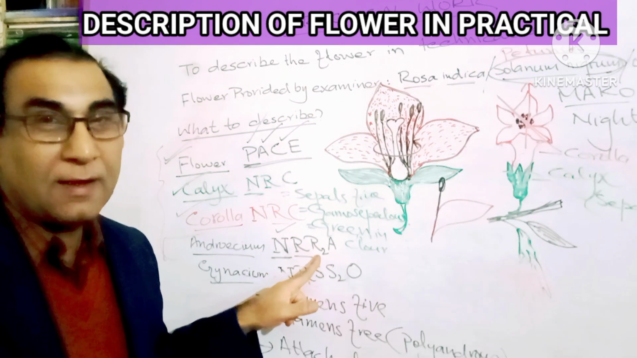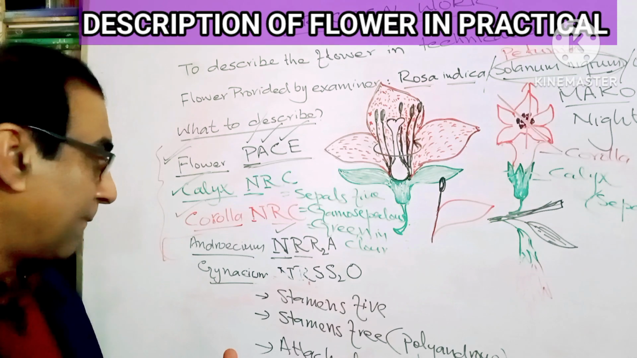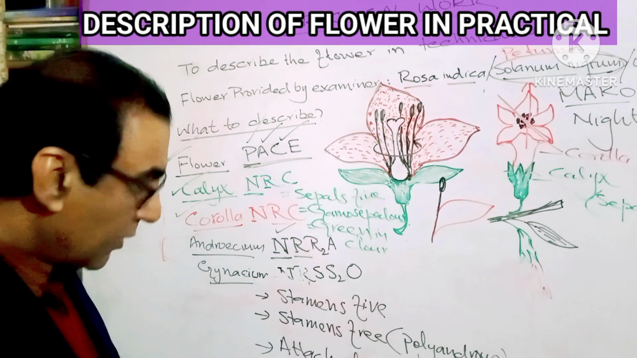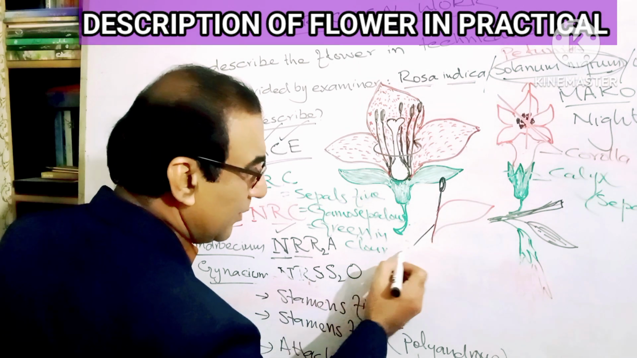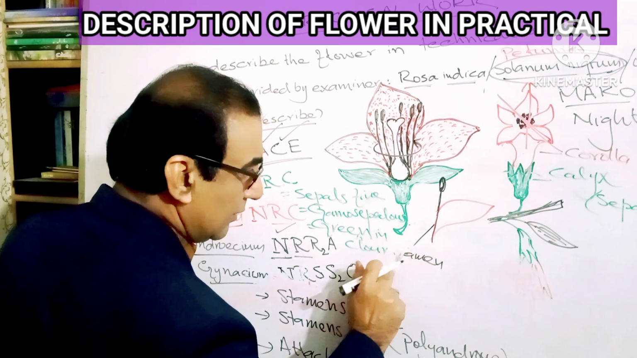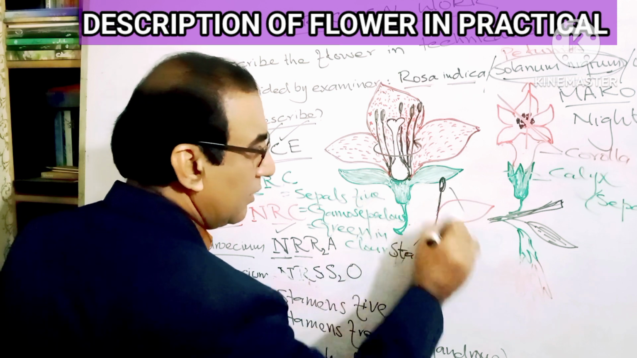Clear? Well, so this is R. This is R2. Next is what? What is A? You have to tell A. A means anther. You know, this is stamen, and this is filament.